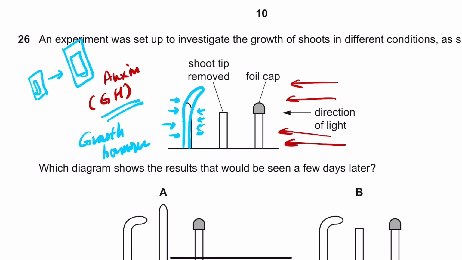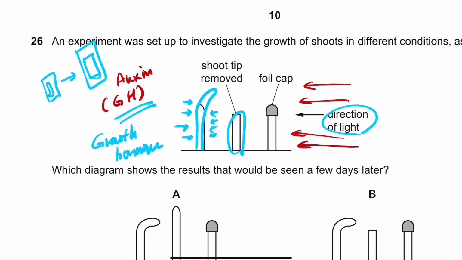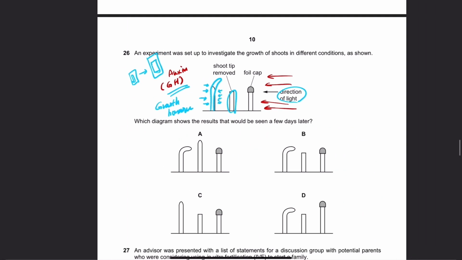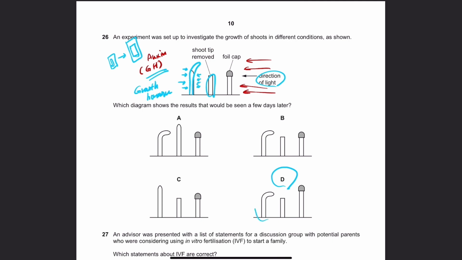But the middle one, this guy, can't do that because its shoot tip has been removed, so it can't produce auxin at all, so it just stays still. The right side one, this fella, has a foil cap on its shoot tip, so it's not going to detect the direction of the light. It has the shoot tip, so it's going to produce auxin, and the auxin will be distributed evenly, which will cause the shoot to grow upwards. Okay, so the answer will be D, because the left side one will bend, the middle one is not going to do anything, and the right side one will grow towards the sky. It's going to grow upwards. Hence, the answer is D for this one.